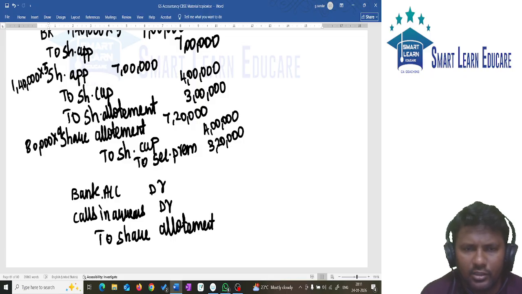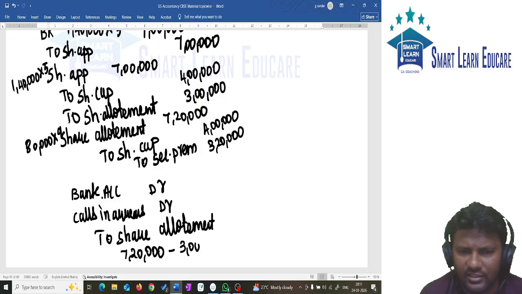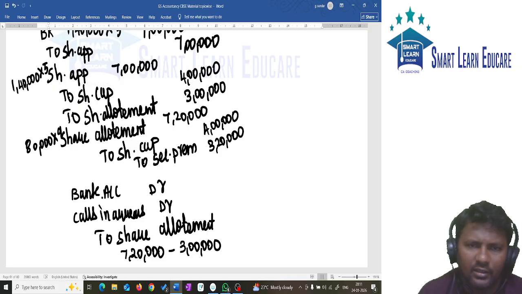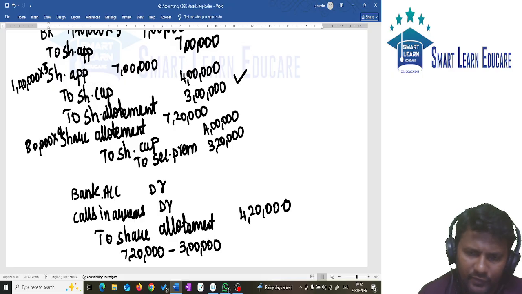Actually, how much amount are we supposed to receive? 7 lakhs and 20,000. But how much amount is already received? 3 lakhs is already received. So 7 lakh 20 thousand minus 3 lakh will give you 4 lakhs and 20,000. So this is the amount we are supposed to receive.